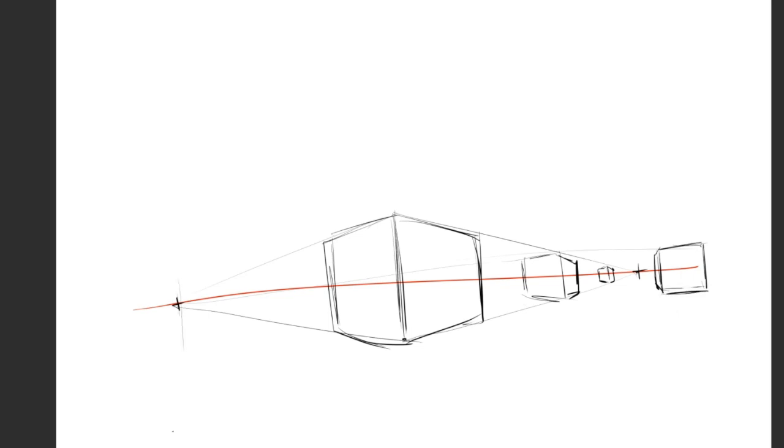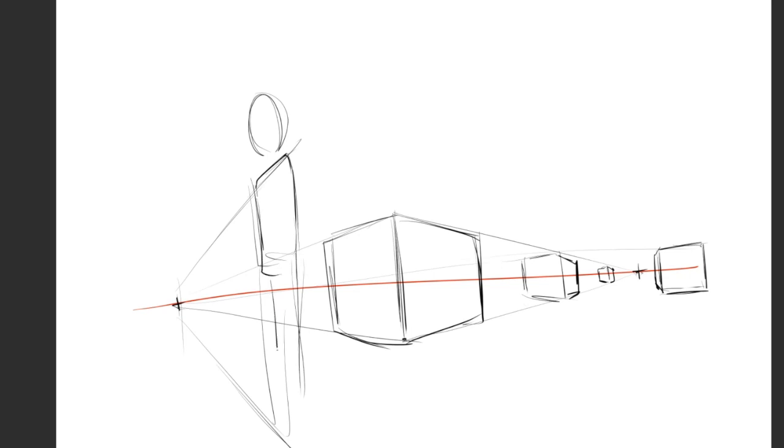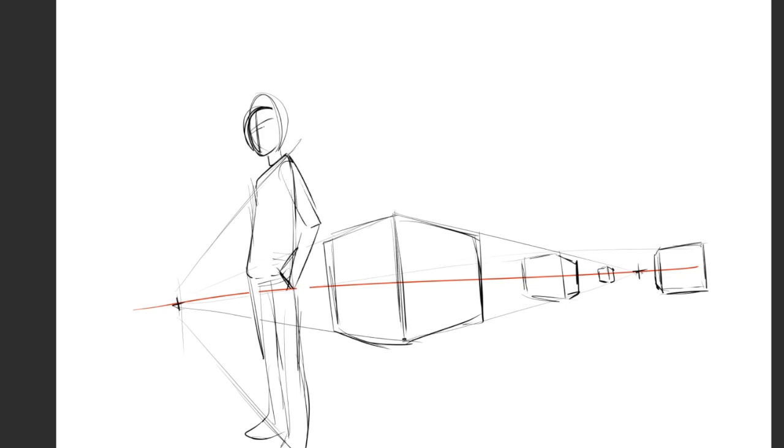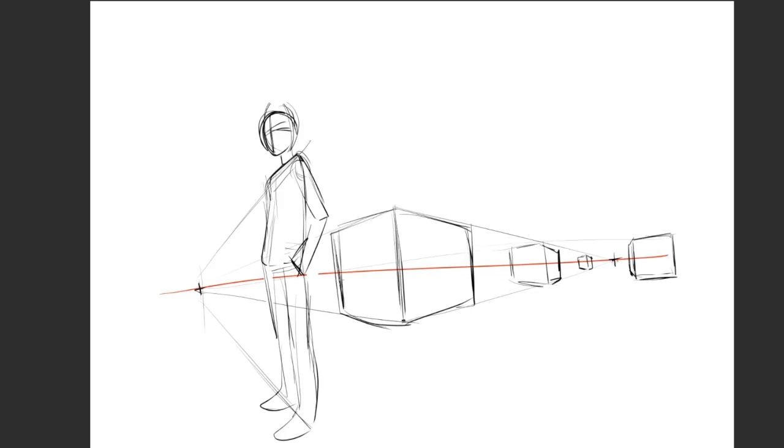Basically, this is what you use as a reference. So if you're drawing a character over here, you also have to use these vanishing points as a reference. For example, maybe your character is standing sideways, kind of like this. So maybe the feet point this way, this way. Maybe the hands in the pockets, to make it look cooler. But it's basically this, and as you can see, these lines are parallel to each other.